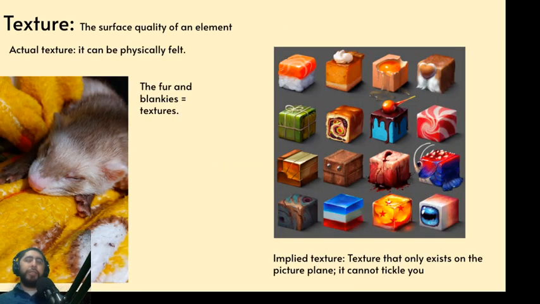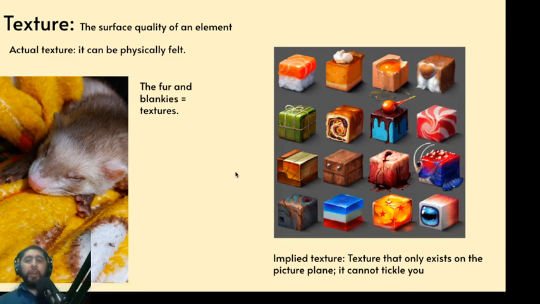Texture. There's 2 types of texture we talk about in art. The first is actual texture, which is texture you can actually feel. So I think this is a ferret. I'm 92% sure. The ferret with the blankies, those have textures you can physically feel, right? Obviously not in the screen, but on the right, this is implied texture.